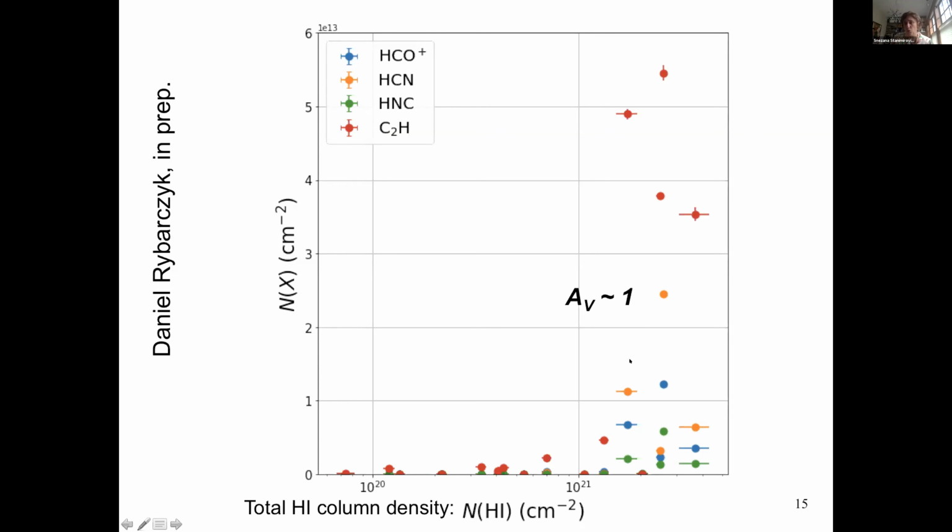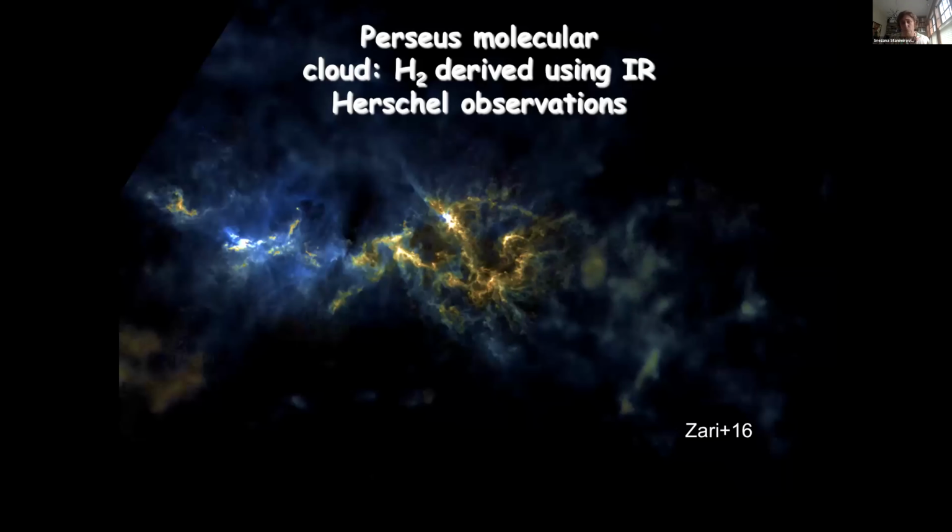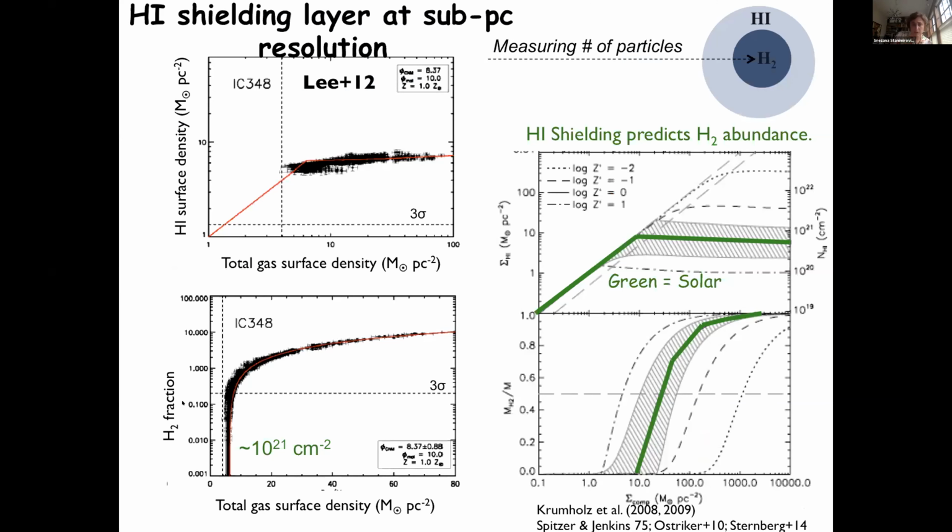Shielding has been known to play an extremely important role for molecular hydrogen. Just as an example, I have here the Perseus molecular cloud. These are Herschel observations, with a lot of interesting star forming regions as well as dark cores. By using high resolution observations, we were able to plot H2 fraction as a function of total gas column density on the left-hand side. These are real observations in black, and then model predictions in red. So you see it's exactly the same thing.